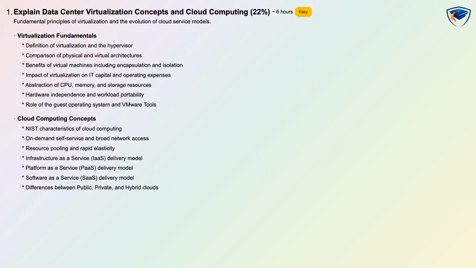The first domain, Explain Data Center Virtualization Concepts and Cloud Computing, covers the fundamental principles of virtualization and the evolution of cloud service models. You'll learn about the definition of virtualization and the hypervisor, comparison of physical and virtual architectures, benefits of virtual machines including encapsulation and isolation, and the impact of virtualization on IT capital and operating expenses.